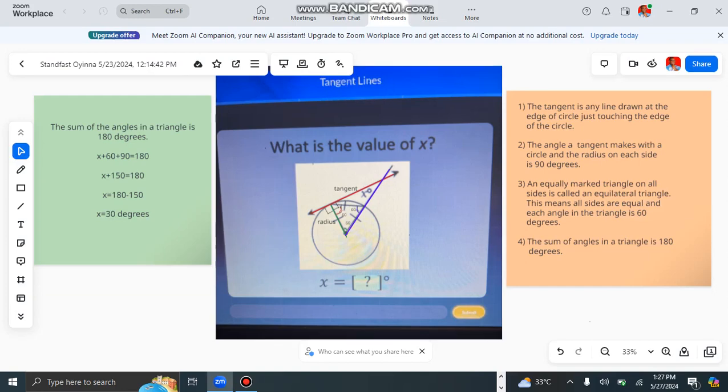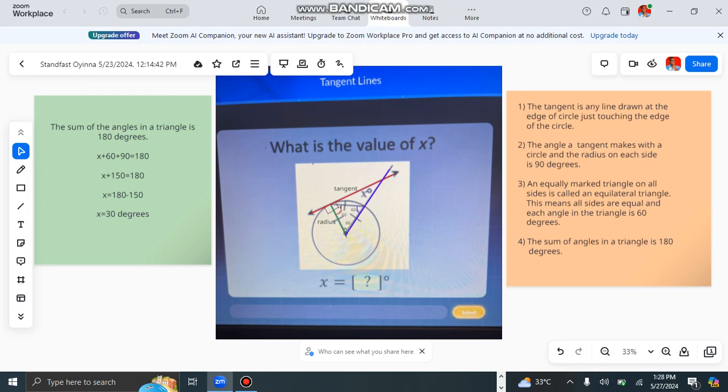Hello guys, so today we are going to be looking at tangent lines. We have a question here: what is the value of x? On both sides of the question I have made some notes. One is light pink and the other one is light green. The light pink note is going to help us understand the different parts of the question so that we'll be able to answer the question, and the green note shows us the calculation to get the value of x.